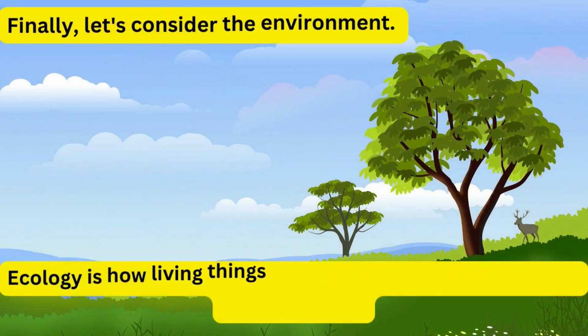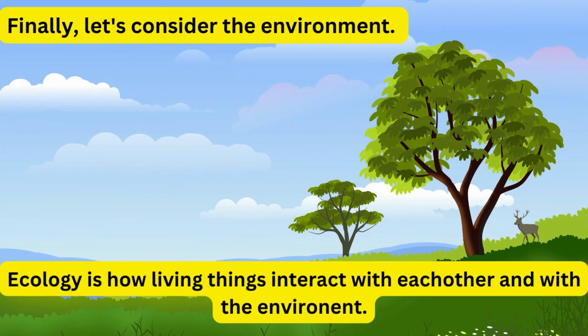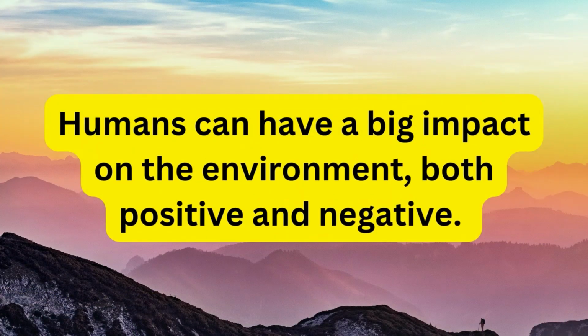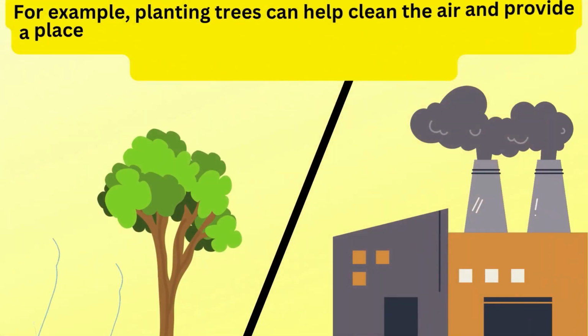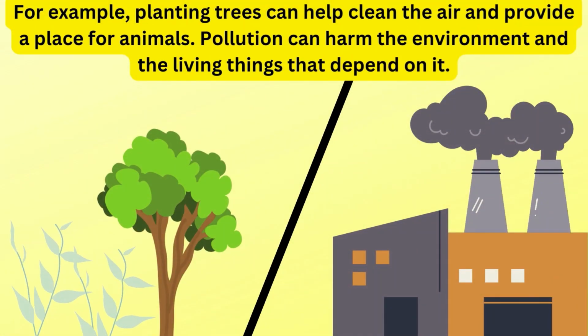Ecology. Finally, let's consider the environment. Ecology is how living things interact with each other and with the environment. Humans can have a big impact on the environment, both positive and negative. For example, planting trees can help clean the air and provide a place for animals. Pollution can harm the environment and the living things that depend on it.